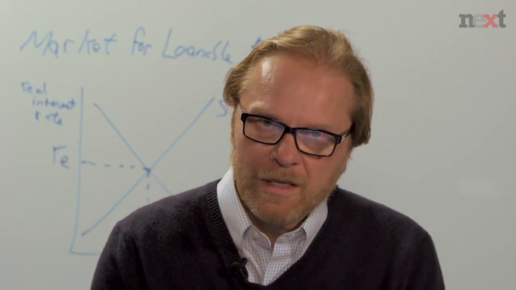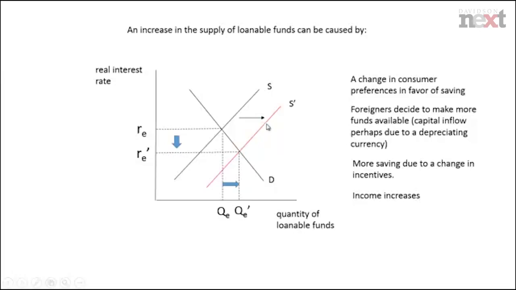I hope you realize that all these factors that can shift the supply of loanable funds work in reverse too. There'll be a decrease in the supply of loanable funds, and our curve will shift in the other direction to the left if consumers change their preferences and decide to save less, if foreigners decide to make less funds available, if there's a tax incentive change so that there's less savings, or if income decreases.